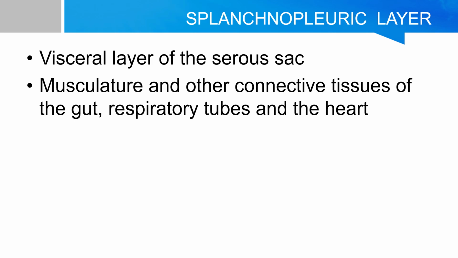The splanchnopleuric layer of the intraembryonic mesoderm will give rise to the visceral layer. We will be seeing in detail the pericardium, pleura and peritoneum. We will be seeing the parietal layer and visceral layer. The parietal layer is given by somatopleuric and the visceral layer is given by splanchnopleuric. So this splanchnopleuric layer gives rise to all the muscle and connective tissues of the gut, respiratory tubes and the heart.